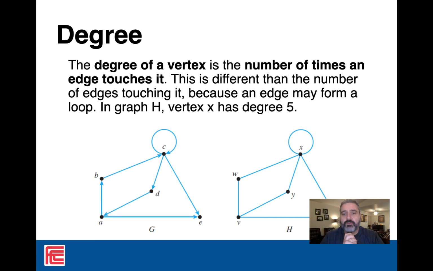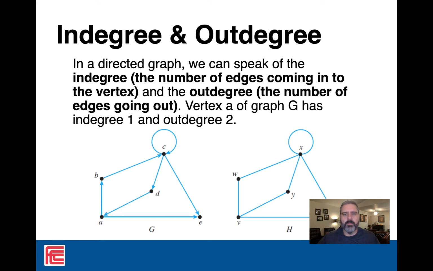W has a degree of 2, right? Y has a degree of 2. V has a degree of 3. There are 3 connections going in and out of it. So those are the degrees of the vertices.